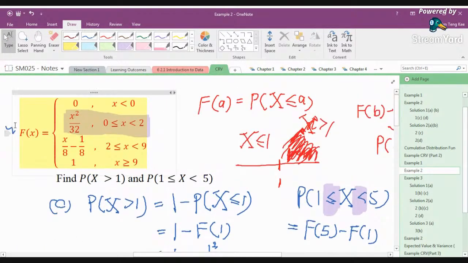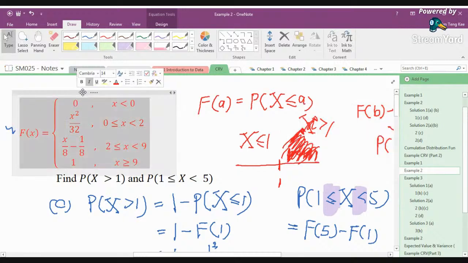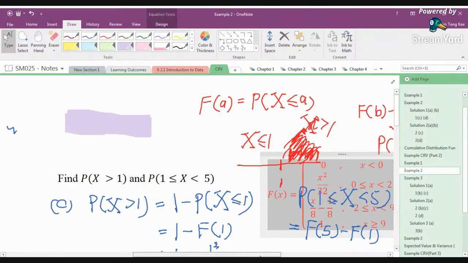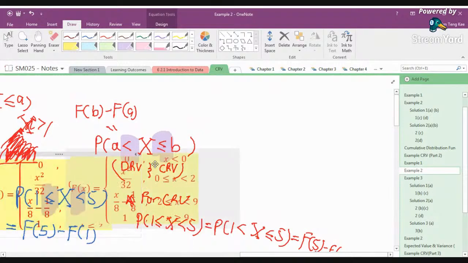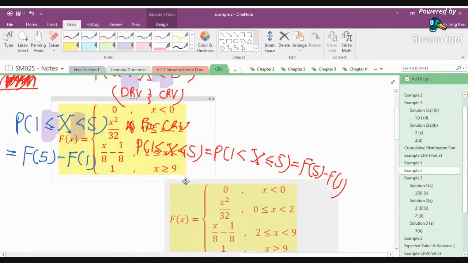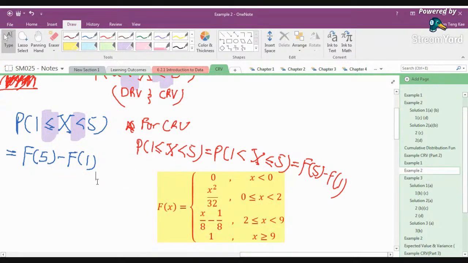So again, let me extract these equations to the other side so that I can refer to them for my calculations. So let's see. First of all, I want f5. Let's see where is the part that we have x equals to 5. You find out that it's in the third function. So therefore now I substitute my f5 with 5 over 8 minus 1 over 8.